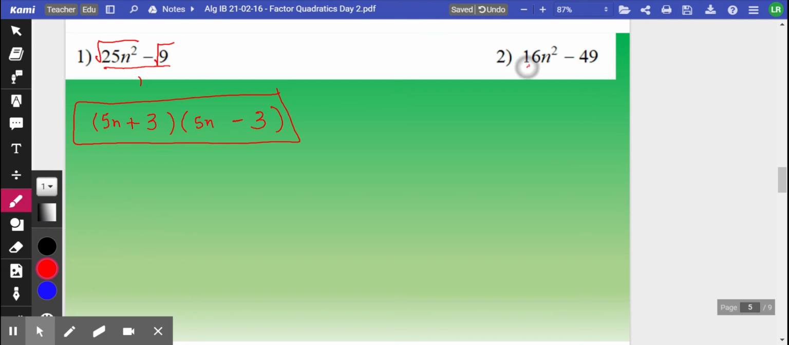Okay, the second one. Always check. See, 16, you can divide by 8, 4, 2, nothing I can divide out. 1, it's done. Okay, it's got the A and the C. These are both perfect squares, and it's different. So this is difference of squares. There's square root. Square root of 16n squared is 4n. So I start them both with 4n's. Remember, one's plus, one's minus. Square root of 49 is 7. Done. Okay, and it goes a lot quicker.